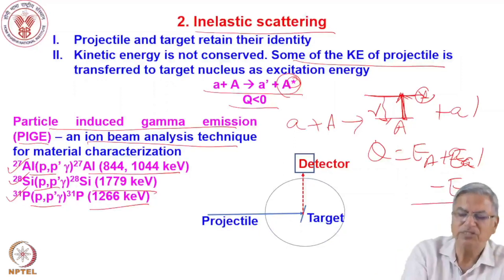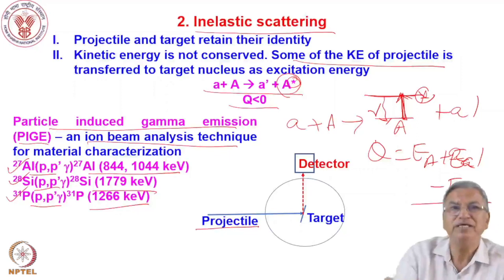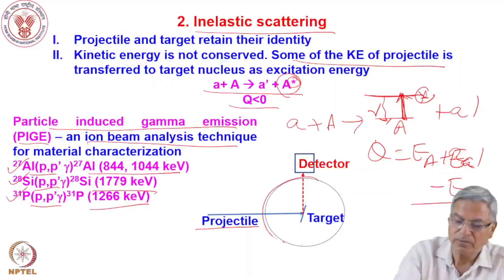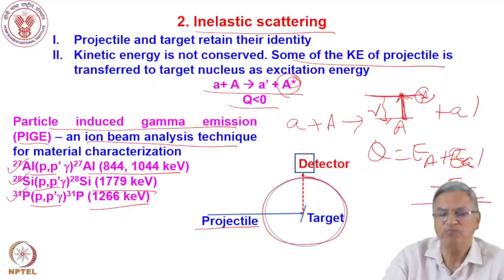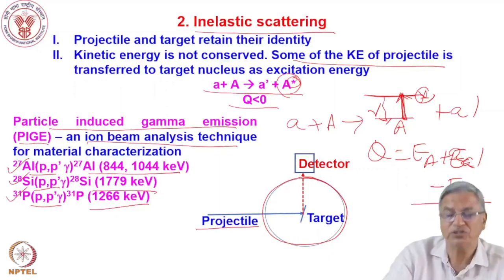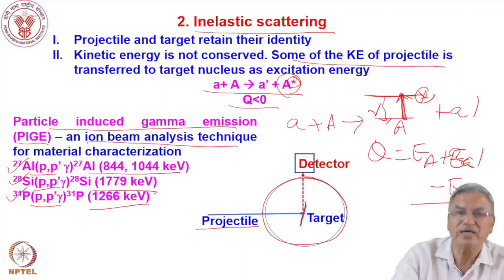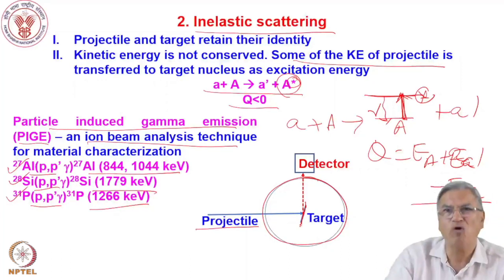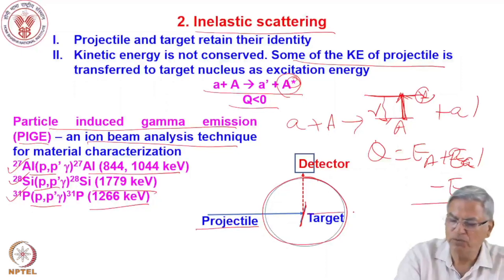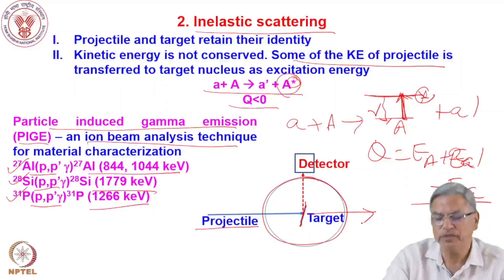So this is a simple setup for PIGE. You have a scattering chamber. It can have a diameter of 50 centimeters or even more than that, under vacuum of 10⁻⁶ or better. And we have a target nucleus, target material, in the form of a foil or a pellet. And so the projectile will be going in the forward direction.